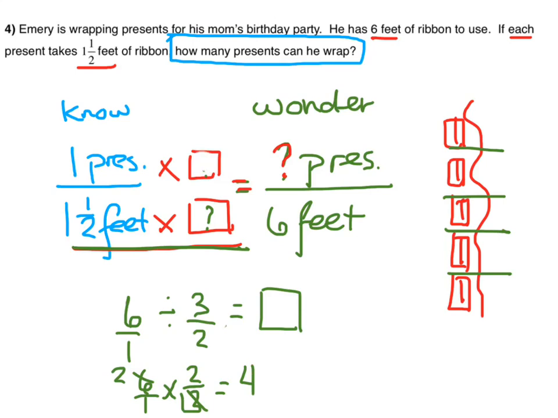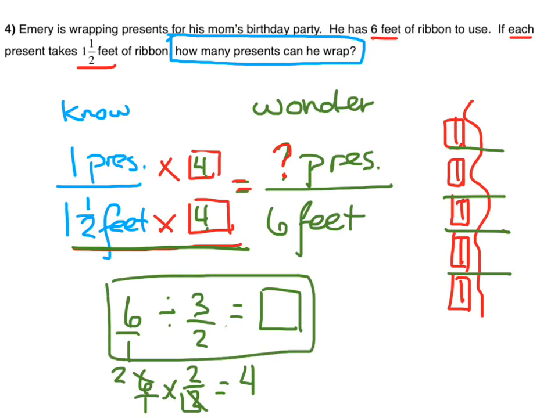That is the missing factor. I'm going to write it in here right now. 4. Right? So 1.5 times 4 equals 6 feet. We found that missing factor by dividing.